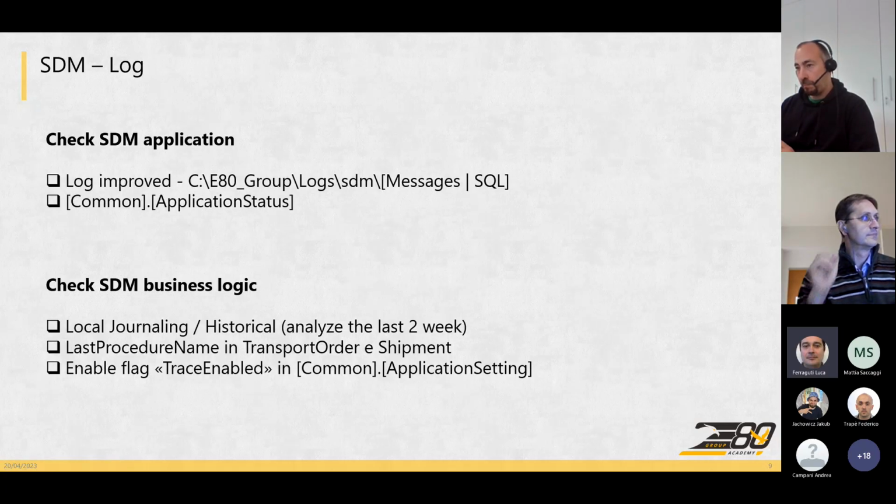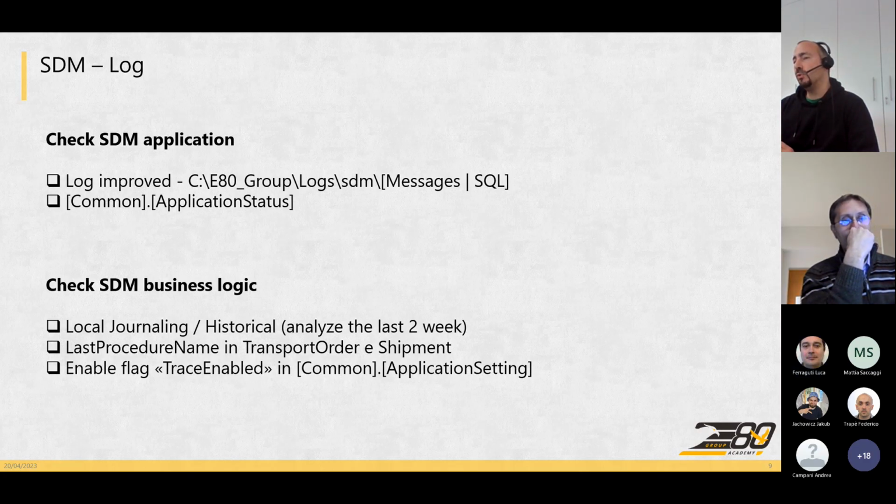The common application status tables substitute the common procedure error of the legacy? No, there is also common procedure error. Thank you, Luca, because I didn't mention it, but this table is also very important. There are both. Yes. And what is the difference?